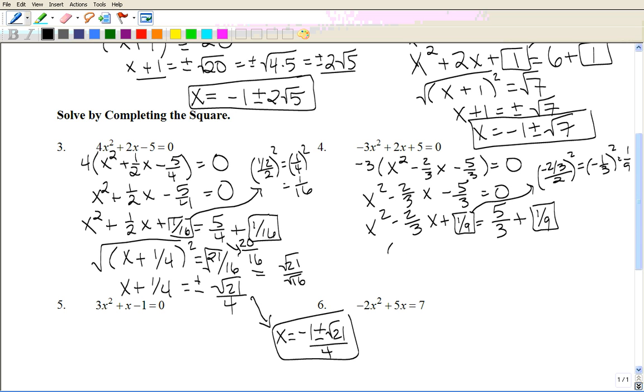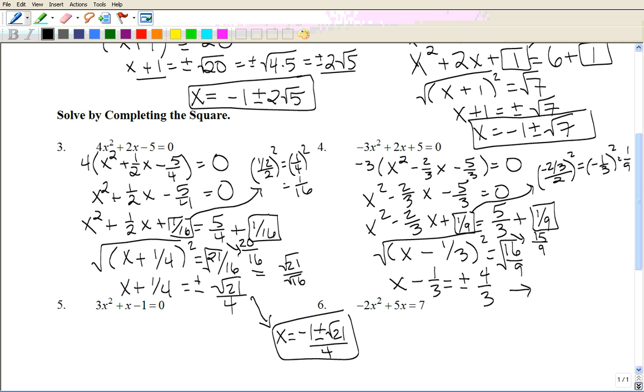Now my left-hand side is a perfect square trinomial, so I have x minus half of 2/3 is 1/3. I need to get common denominators here, so I'm going to change this denominator to a 9. So 3 times 3 was 9, so I need to take 5 times 3. 15. So 15 over 9 plus 1 over 9 is 16 over 9. Take the square root of both sides. So I get x minus 1/3 equals positive or negative. So the square root of 16 over 9 is positive or negative 4 over 3.